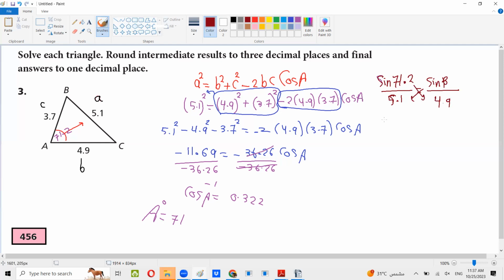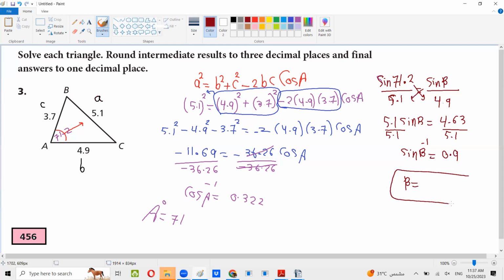Cross multiplication: 5.1 sine B is equal to sine 71.2 times 4.9, which is 4.63. Divide by 5.1. Sine B is 0.9. Shift. Angle B is 61.15, or 61.2. I will write it 61.2.